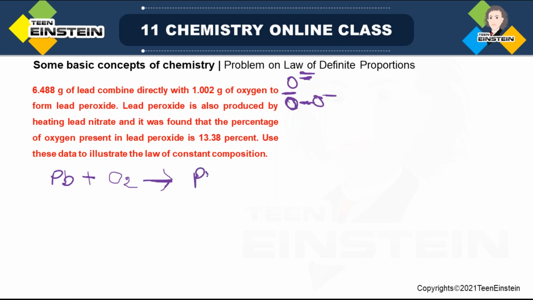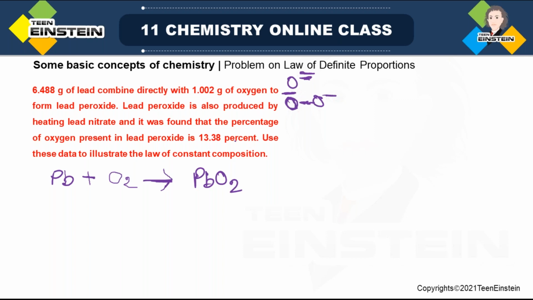If you consider the 2 plus oxidation state, then this should be the formula, because these 2 negative charges will be balanced by the 2 positive charges of lead. So here we have taken 6.488 gram of lead and 1.022 gram of oxygen. So this is one way by which you are making lead peroxide.